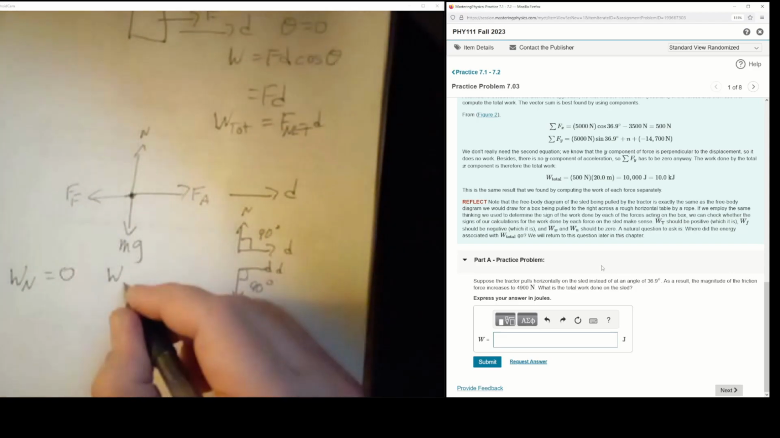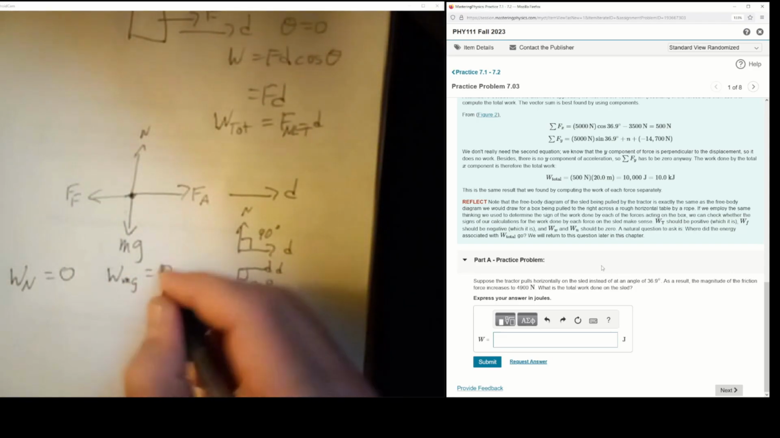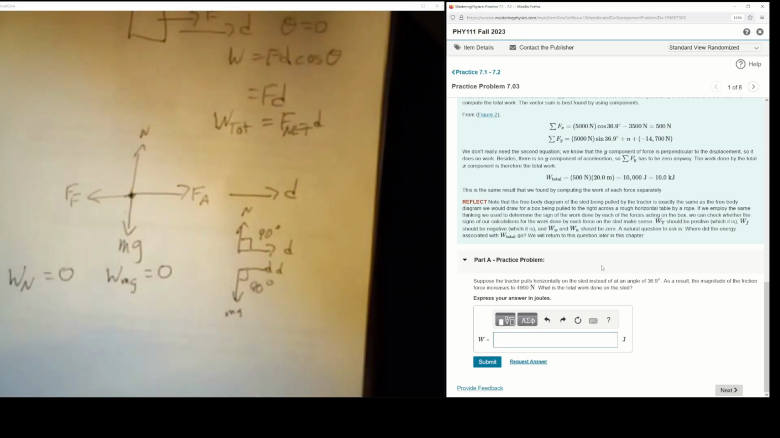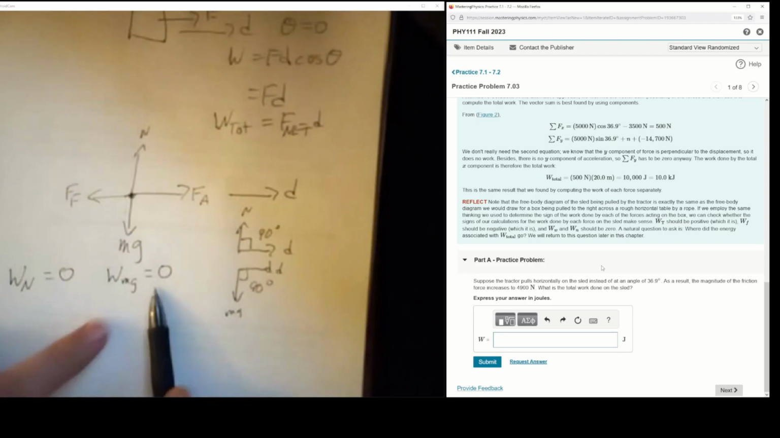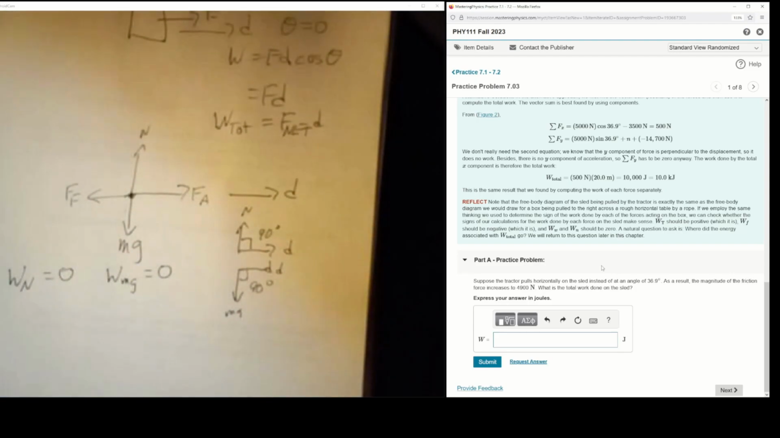And so the work done by gravity is also 0. In other words, pulling down on the box doesn't make it move to the right. So gravity is doing nothing. Gravity is doing nothing at all to push the box to the right. So the work done by gravity is 0.